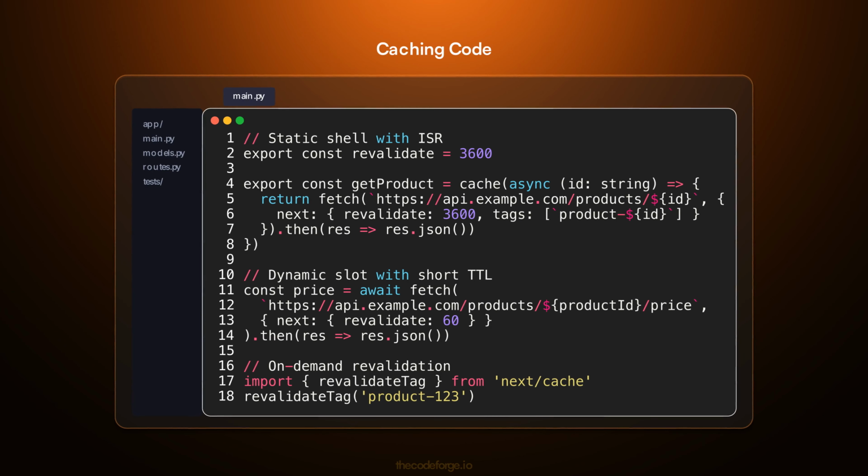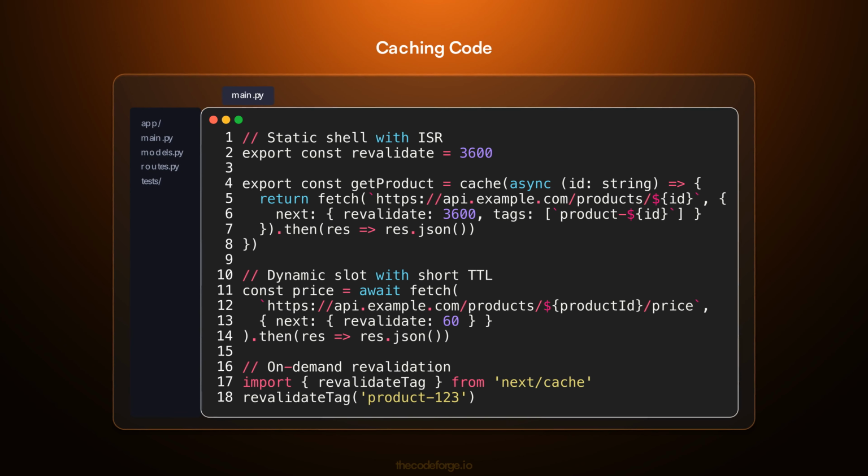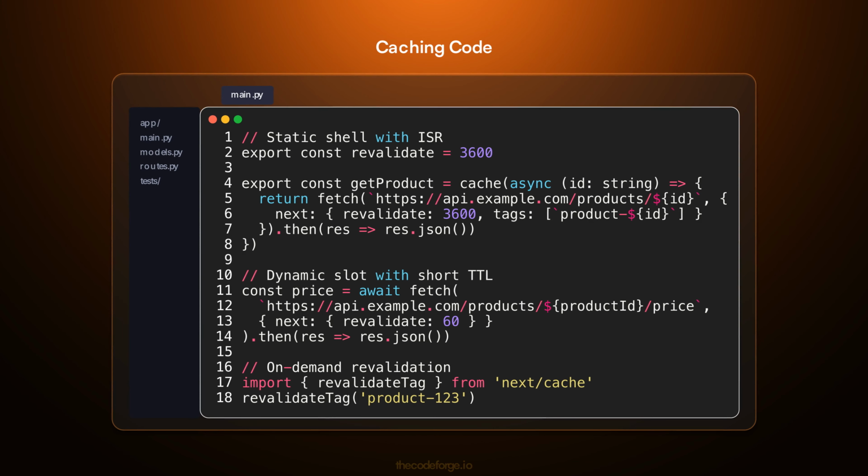The static shell uses ISR with hourly revalidation. Dynamic slots use 60-second revalidation. React Cache deduplicates the product fetch. On-demand revalidation with revalidate tag instantly busts the cache when data changes.